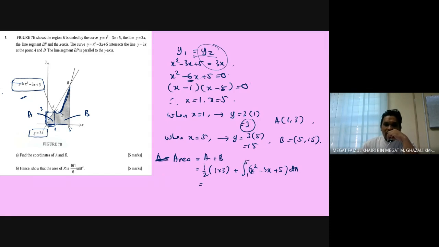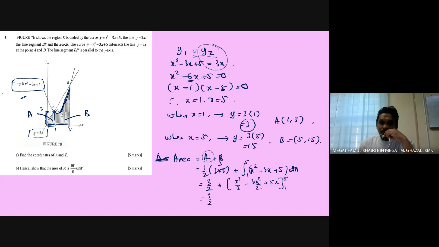So look at this A. The area of A, the triangle, you can either use integration to find the value of A, or you may also use the formula of rectangle, triangle, square and so on. You can also use that too. Okay. So then this is 1 times 3 equal to 3. It's now 3 over 2. And then x cubed over 3 minus 3x squared over 2 plus 5x from 1 until 5.